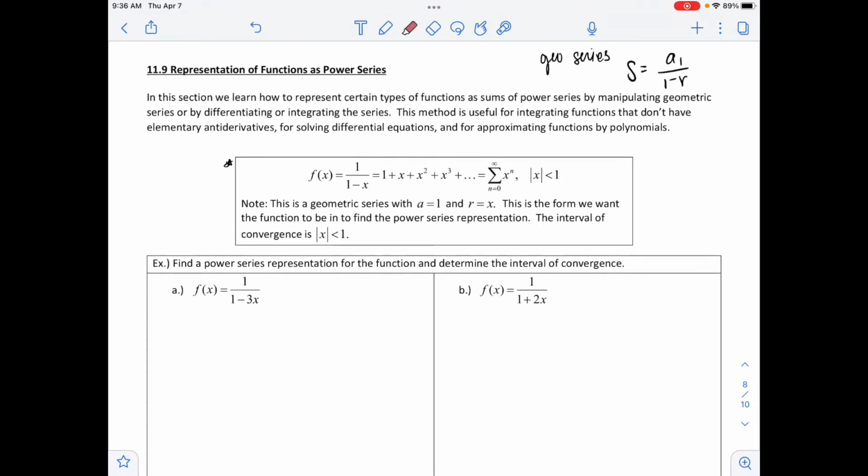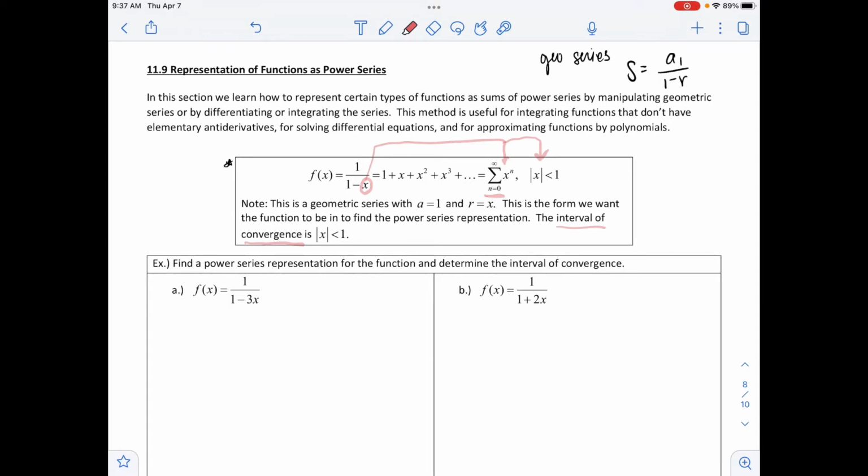Also to note here, this is also written as the sum from n equals 0 to infinity of x to the nth power. And then to figure out where it's going to be convergent, we have the absolute value of x less than 1. It says, note this is a geometric series with a equal to 1 and r equal to x. This is of the form we want the function to be in to find the power series representation. The interval of convergence that we have is the absolute value of x less than 1.